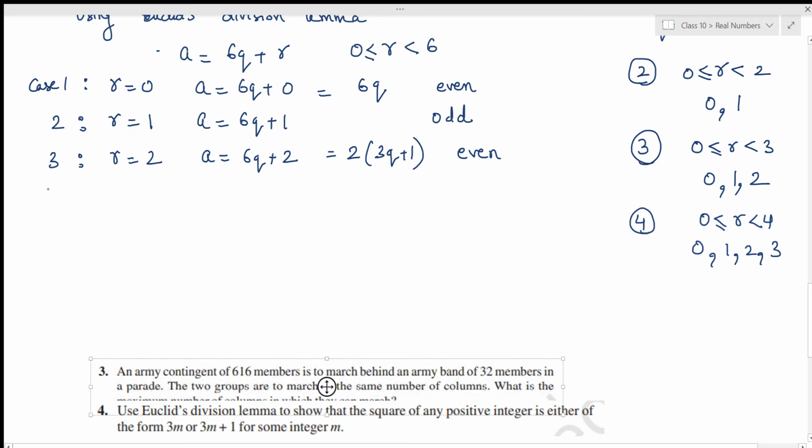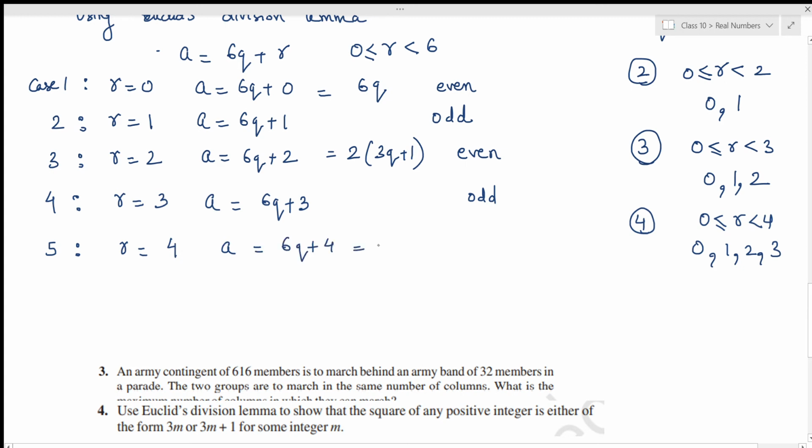Now I'll move to case 4. Case 4 is when r is equal to 3. When r is equal to 3, a will be equal to 6q plus 3. It says that it is odd. Case 5, when r is equal to 4. When r is equal to 4, it will become 6q plus 4. I can take 2 common again, that will become 3q plus 2.